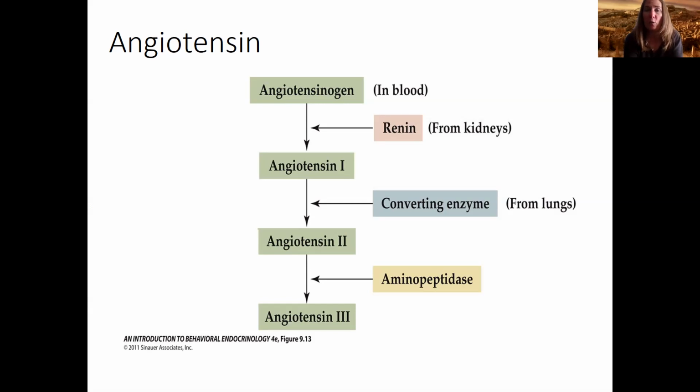Angiotensin 1 doesn't really have an effect. It has to be converted into angiotensin 2 to really have an effect. So whenever you hear angiotensin, it is really talking about angiotensin 2. This converting enzyme is actually from the lungs, and it is ACE. That's the enzyme.